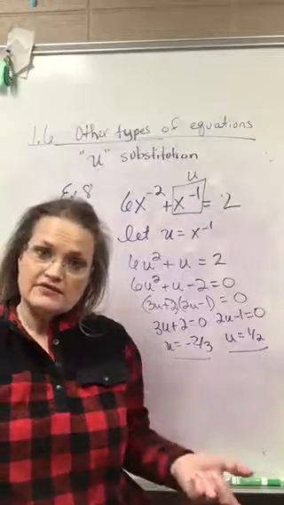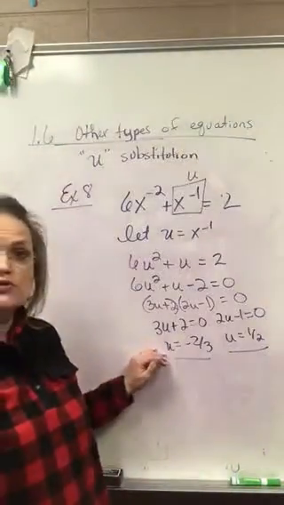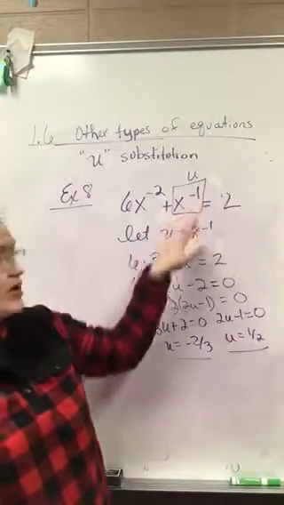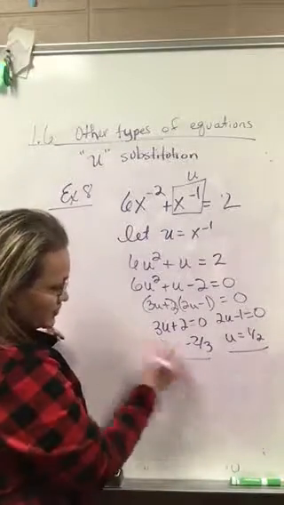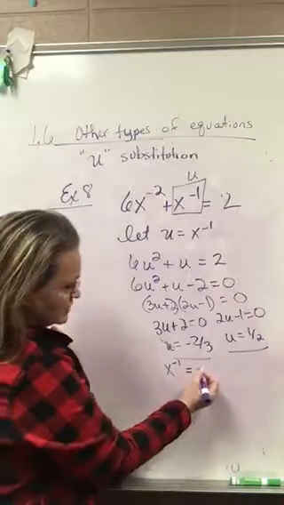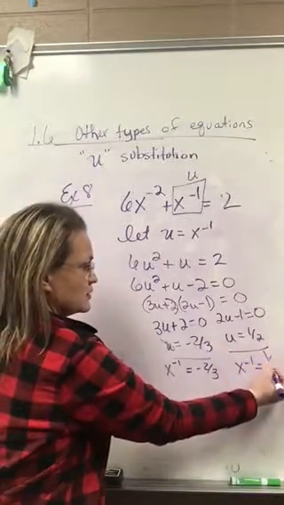So you want to go back in and find the real answers though by unsubbing. So we take what u represented in the original problem, x to the negative 1, or you made a note of it here, but underneath where u is, we no longer call it u, we'll go back to what it really is. x to the negative 1 equals negative 2/3. And over here, x to the negative 1 equals 1/2.